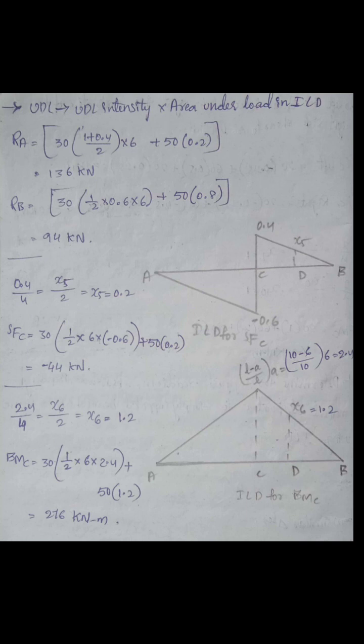And then we need to calculate the bending moment at C. We need to find the ordinate first, x6, using similar triangles: 2.4 by 4 equal to x6 by 2. Therefore x6 will be 1.2. So bending moment at C equal to 30 load into area of triangle, half into 6 into 2.4, plus point load into ordinate, 50 into 1.2, that is 276 kilonewton meter. This is the ILD for bending moment at C.